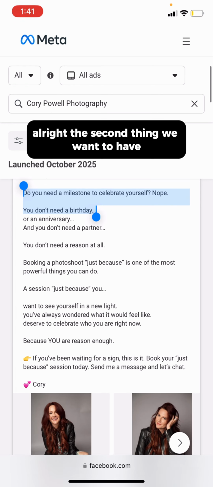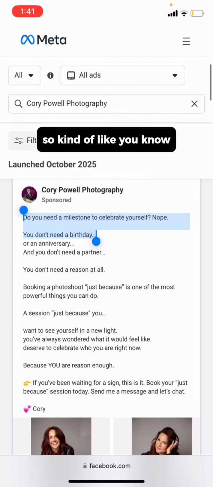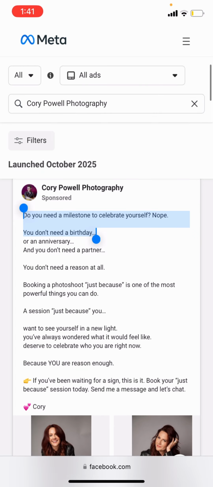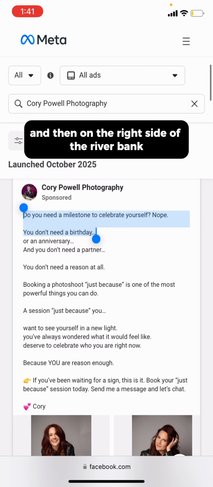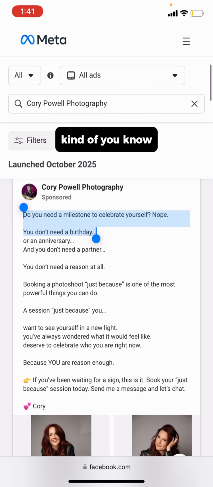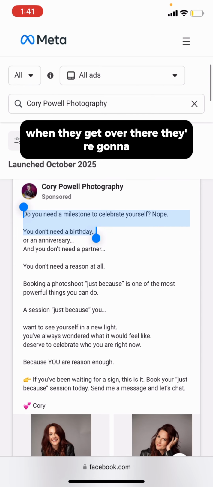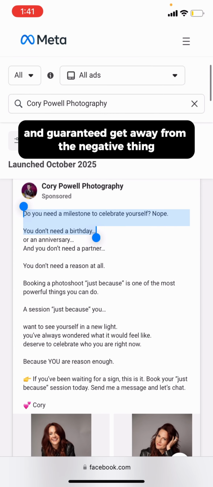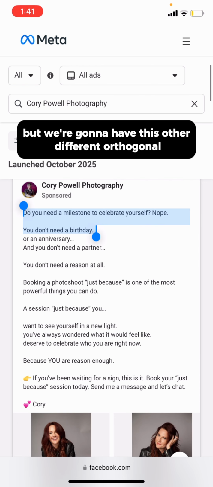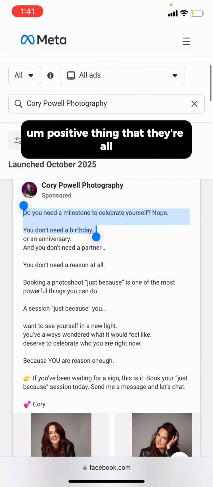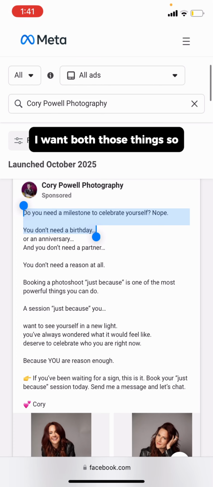All right, the second thing we want to have in the See More headline is a positive. So kind of like, they're on the left side of the riverbank. They got this negative experience they want to get away from. And then on the right side of the riverbank, the second riverbank on the other side of the river, when they get over there, they're guaranteed to get away from the negative thing that they want to get away from. But we're going to have this other different orthogonal positive thing that they'll also get. Like, oh yeah, dude, I want both those things.